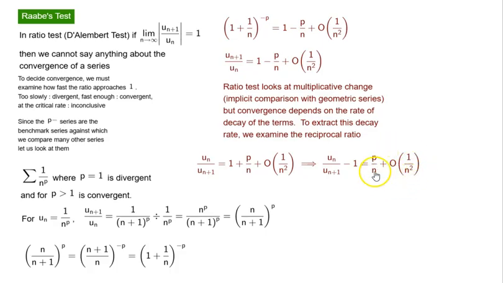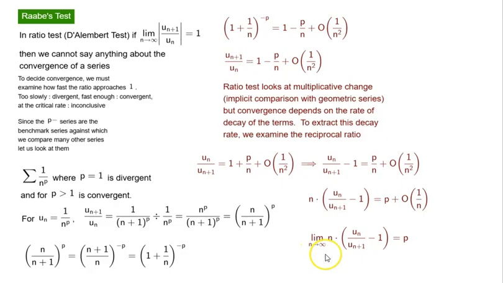On the right hand side, you notice that n is common to all the terms, so we take 1 by n common out. Not only that, we can take that n to the other side. We get n times u sub n by u sub n plus 1 minus 1 is equal to p plus the big O, starting from 1 by n instead of 1 by n square. Now we can take the limit. When we take the limit as n goes to infinity of n times u sub n by u sub n plus 1 minus 1, we get p. Why? Because all the rest of the terms have an n in the denominator, which means those terms will disappear. So we have found the limit of this expression equal to p.